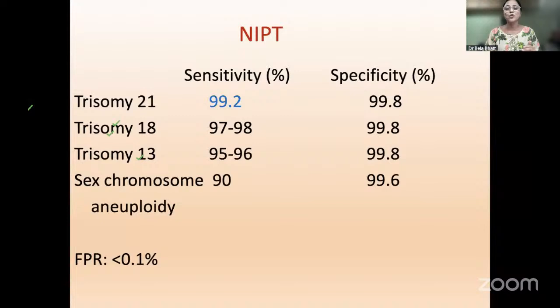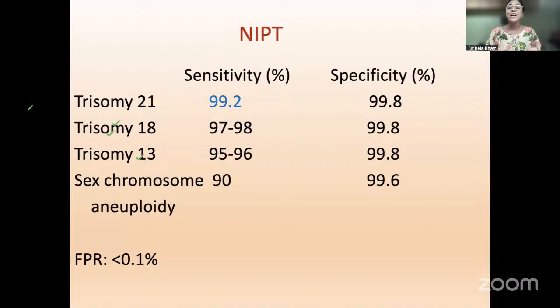Little lower for sex chromosome, 90%. And again, the best part here for NIPT is that the false positive rate is less than 0.1%. What do I mean by this? When the false positive rate of a screening test for aneuploidy is less, my number of invasive procedures is going to reduce. My number of amniocentesis is going to reduce. So whatever small risk of abortion is there is going to reduce. So that's the benefit of NIPT, a very low false positive rate with a very good sensitivity.